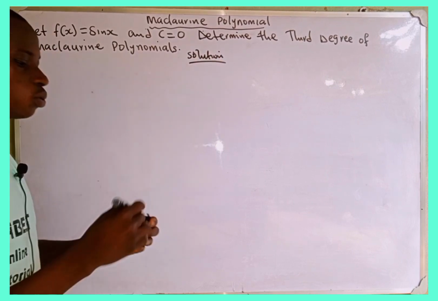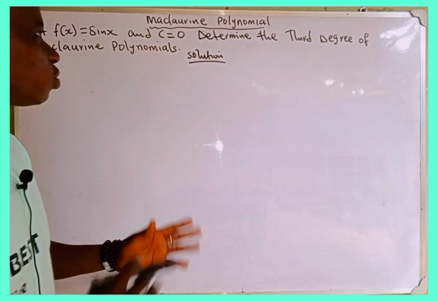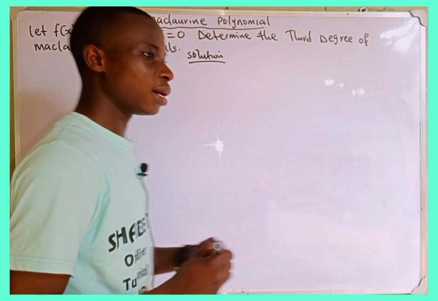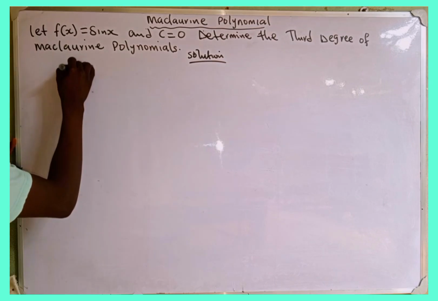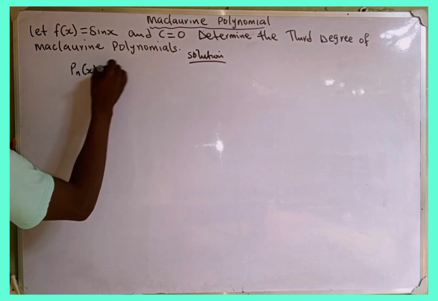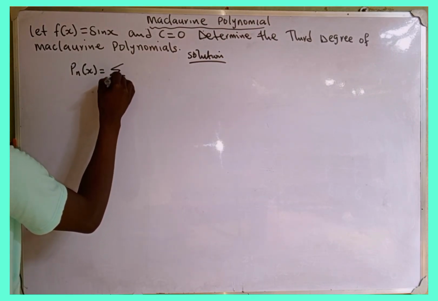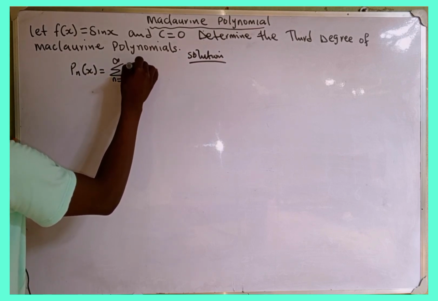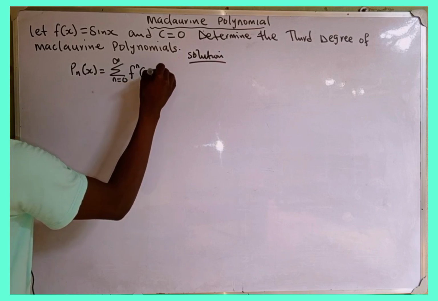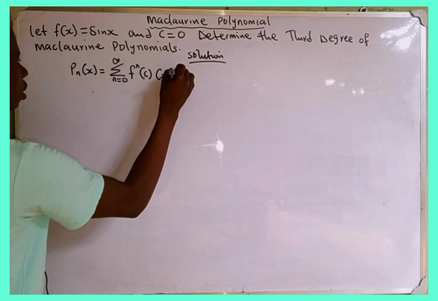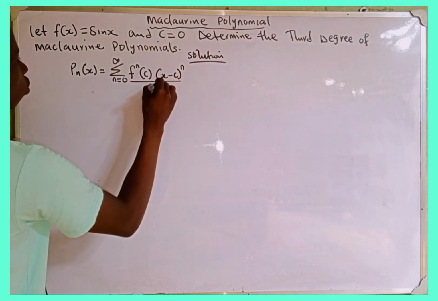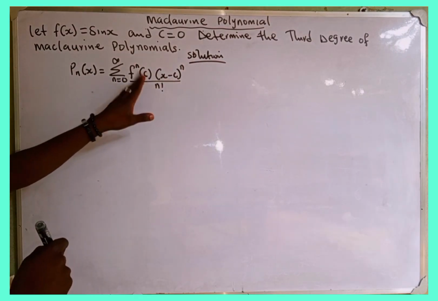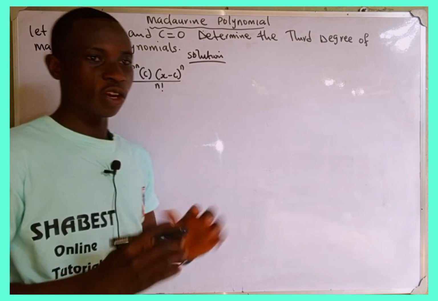The first thing we're going to do is write the general formula. We're going to recall the formula used to calculate the degree of Taylor's polynomial. The formula is given as P subscript n of x, which is equal to the summation as n ranges from 0 to infinity of f to the n-th derivative of c, multiplied by (x minus c) to the power of n, all over n factorial. So this is the general formula for calculating the degree of Taylor's polynomial.